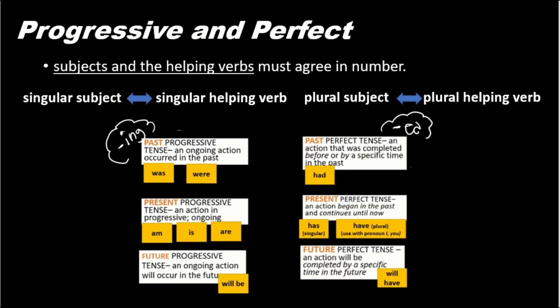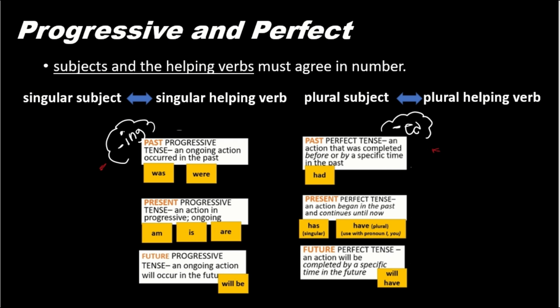When we go over to the progressive and perfect tenses, folks, the subjects and the helping verbs must agree in number. Remember, the progressive and the perfect families are the ones that give us the helping verb, and then we add -ing if you're in the progressive family, or you add -ed to the end of that verb if you're in the perfect family. So that's one thing I definitely want you to remember.